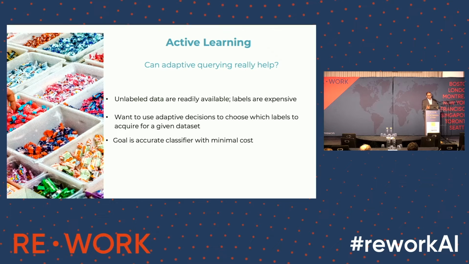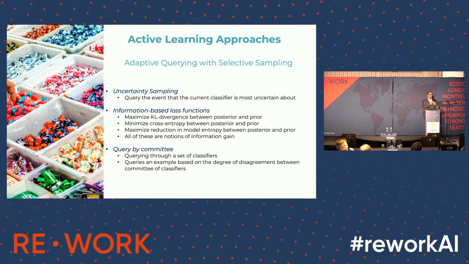Because in the end, our goal is to create an accurate classifier for a certain kind of outcome with minimal cost. And that's where active learning comes to the fore, where we want to find certain data points to label in a way which is intelligent. That comes down to using selective sampling. But how do you want to sample? There are so many ways to sample the data. On that line, there are many flavors of active learning, but I want to highlight the predominant ones.